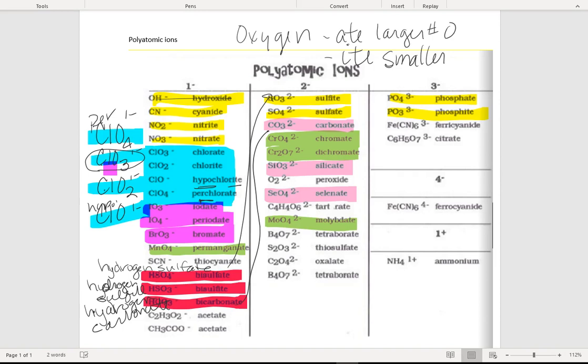Tetraborate is on my particular list twice. I think yours only once. There's 4 borons. Tetris is a game that has 4 blocks in each shape. Tetra means 4. Tetraborate, B4O7. Again, if you see the bor, B, you know it's got to be boron something. Now we're getting into things a little bit trickier.